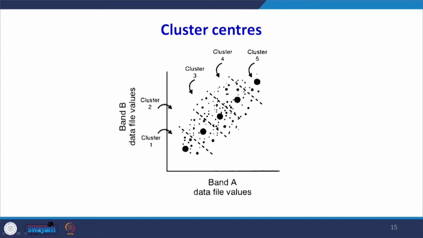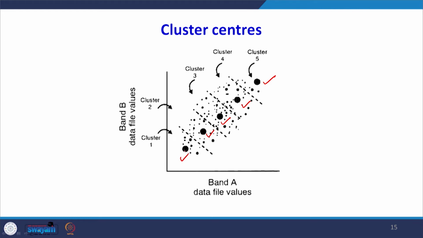So, this two band data is again plotted, and you can see the clusters of the data, and the big black dots are indicating the mean values of the 5 classes.